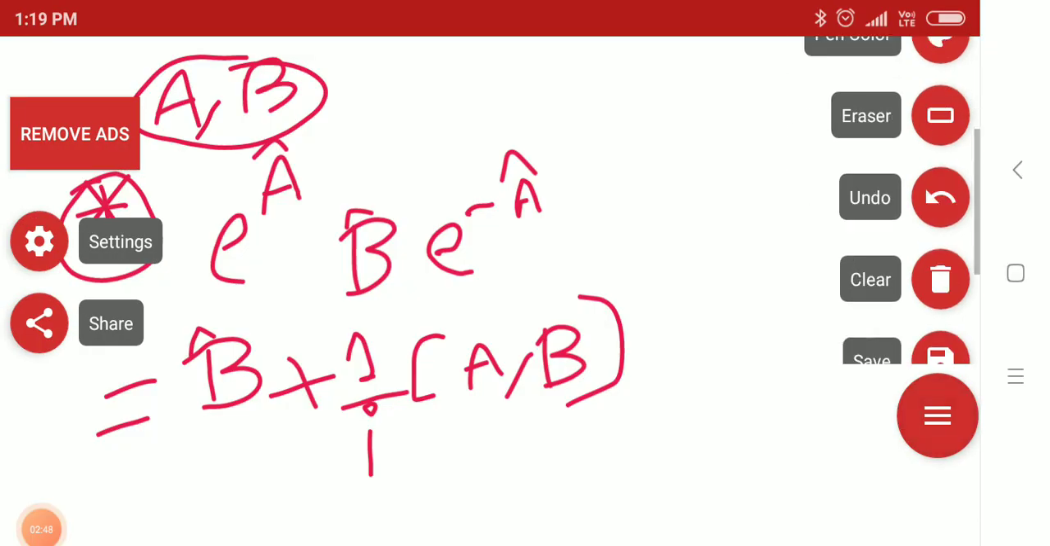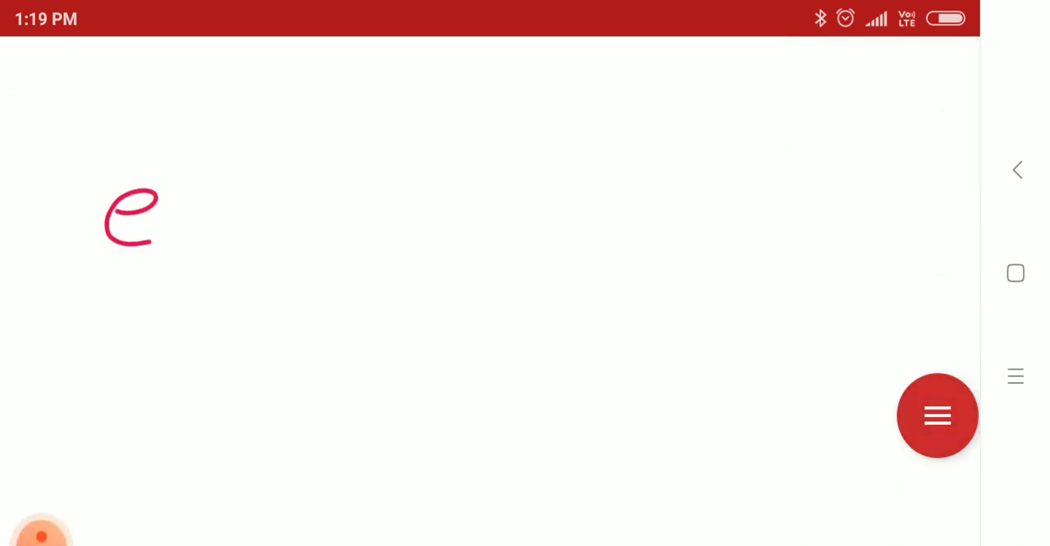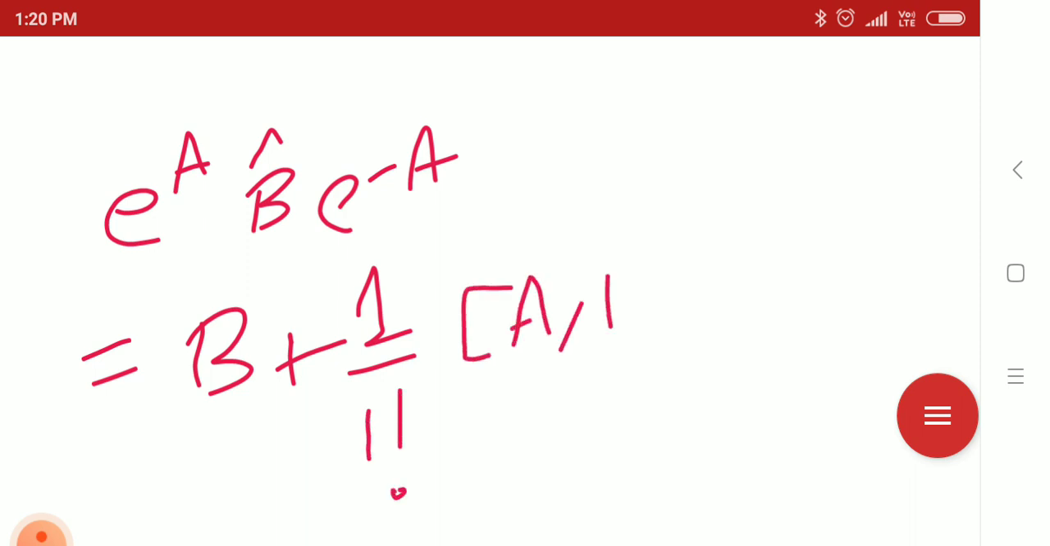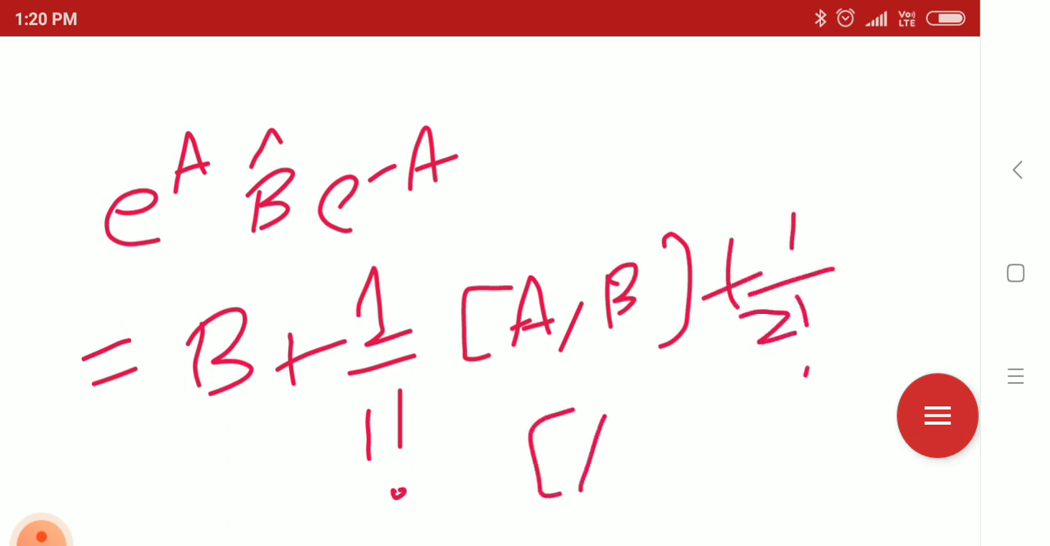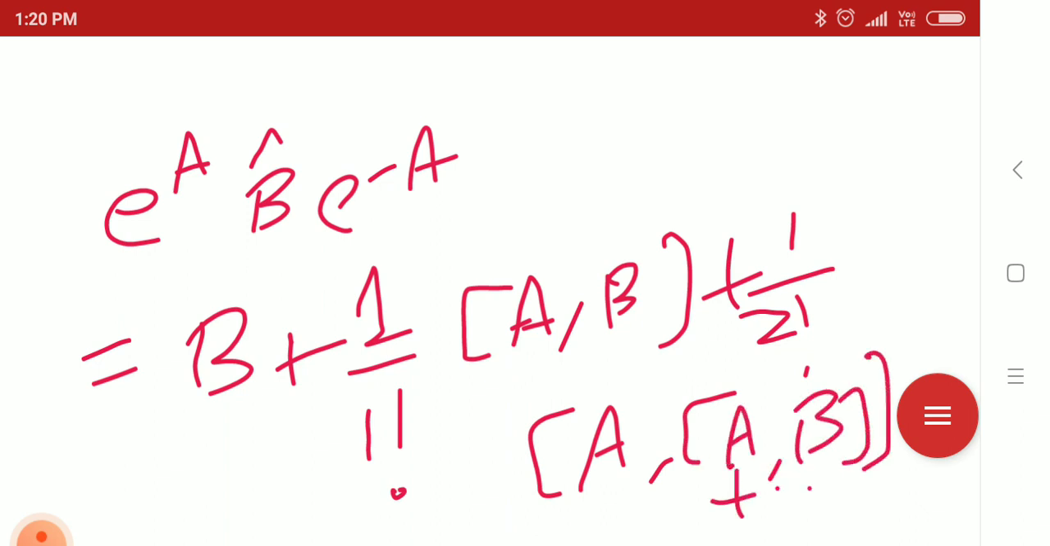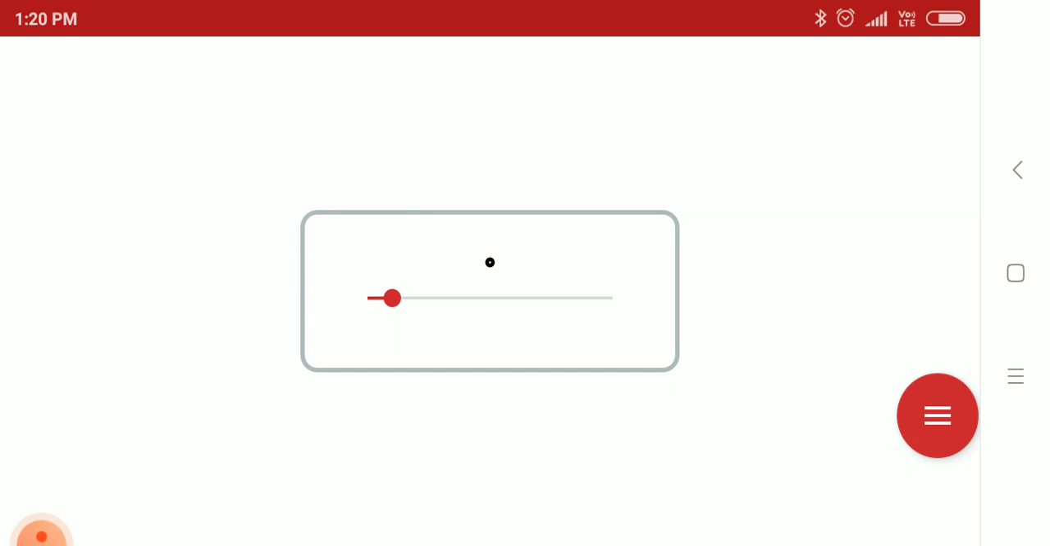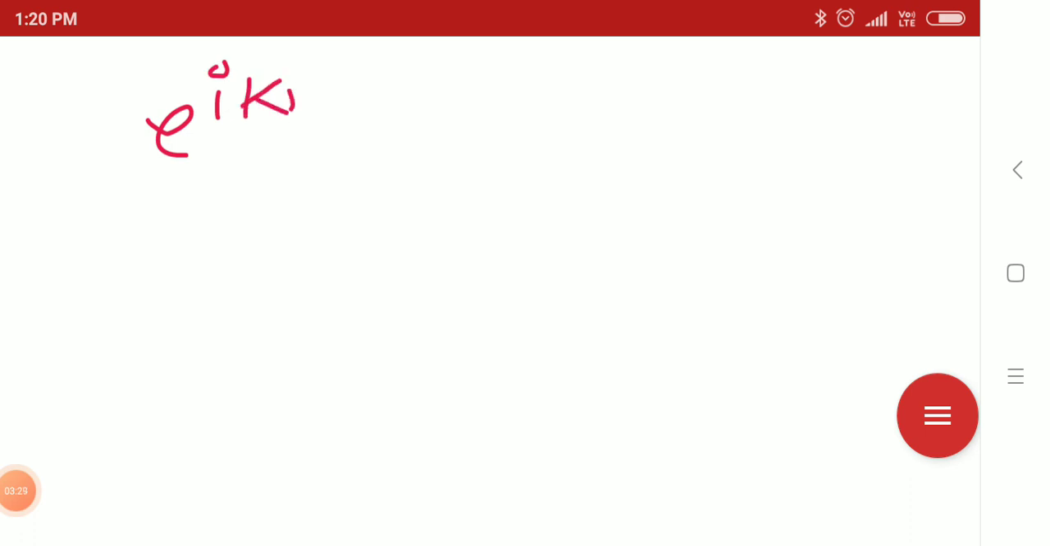Sorry, let me write the formula clearly. The formula is e to the power A, B, e to the power minus A, which equals B plus 1 by 1 factorial commutation relation A comma B, plus 1 by 2 factorial another commutation relation A comma the commutator A comma B, plus dot dot dot and so on. So we will apply this formula to find the expectation value of momentum in the state e to the power ikx psi x. So what is the result?